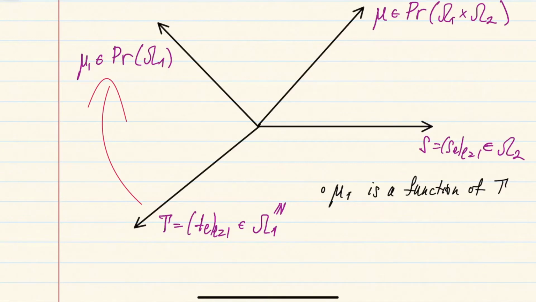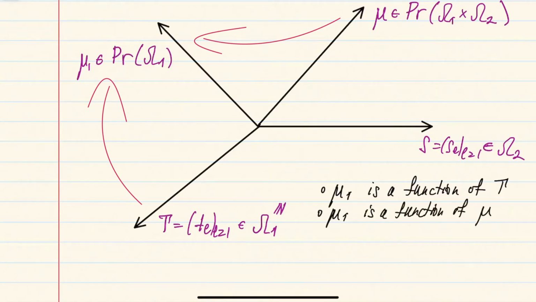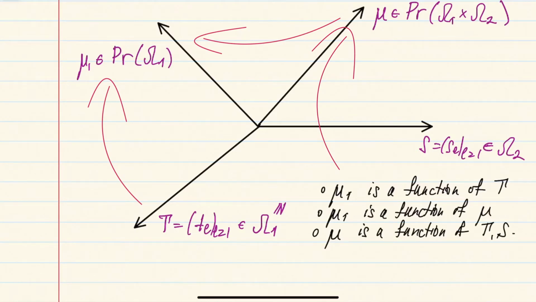Now let us also notice that mu1 is a function of mu, because mu1 was just the first marginal of mu, so it's a projection of mu on the first coordinate. Now, of course, mu is similarly a function of two sequences T and S, right? Because it was an empirical measure of the vectors (T, S).